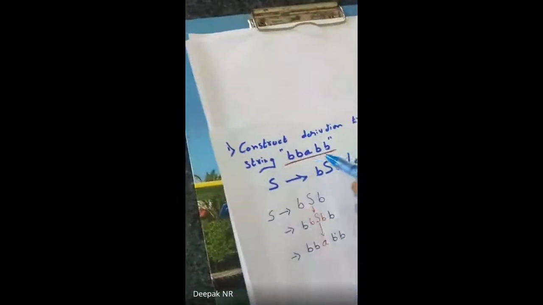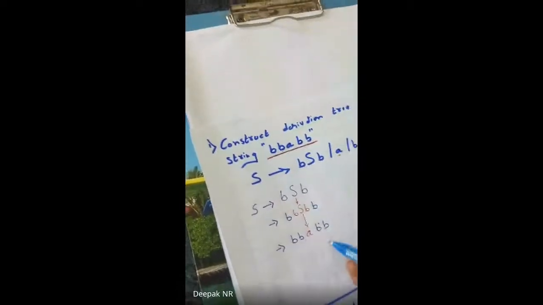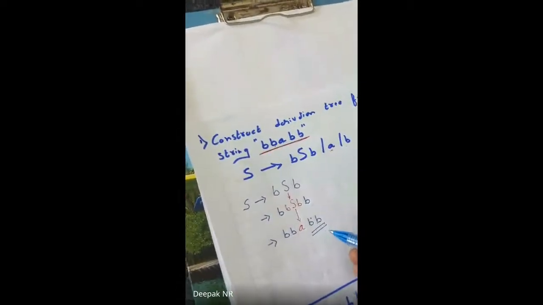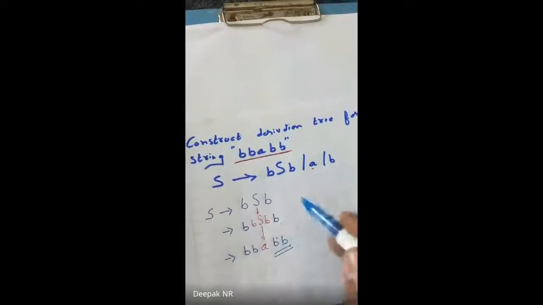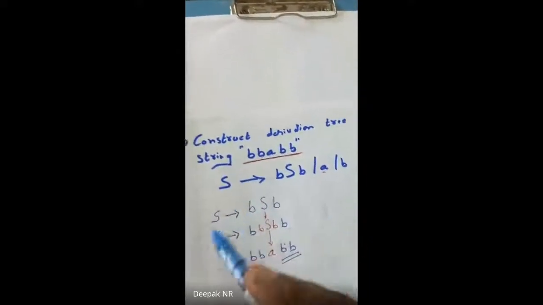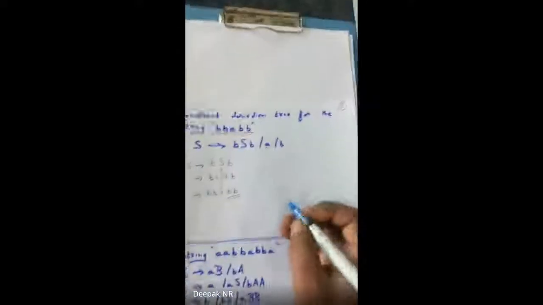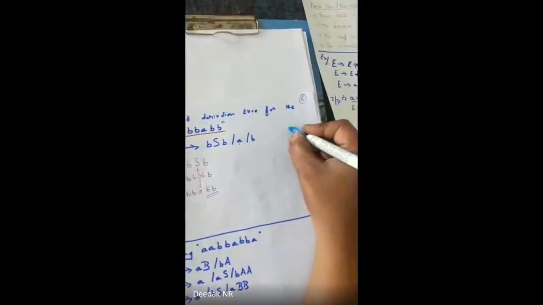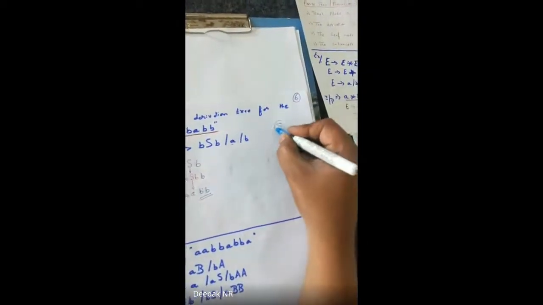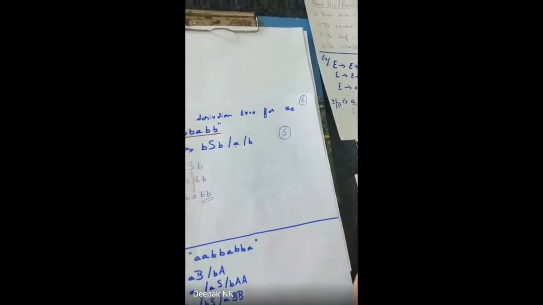The string asked was BBABB, and I have got BBABB. Correct? For this, I'd write a derivation tree. How to write a derivation tree? I will start with the start symbol S as my root node. Correct? S as my root node.